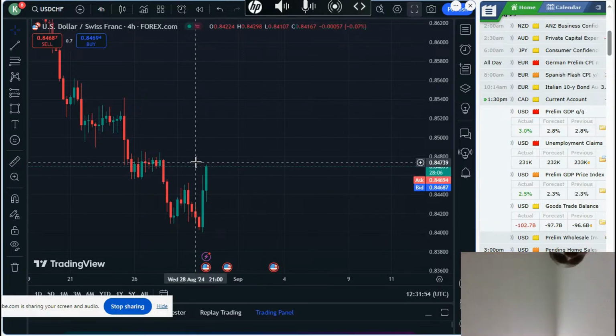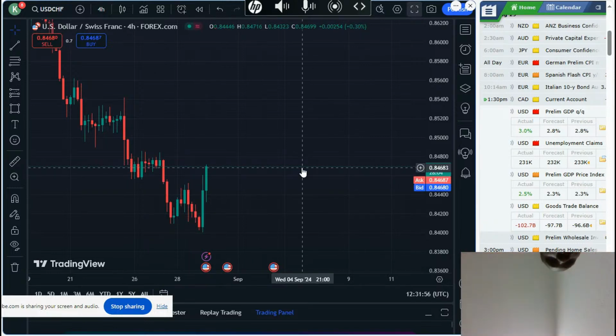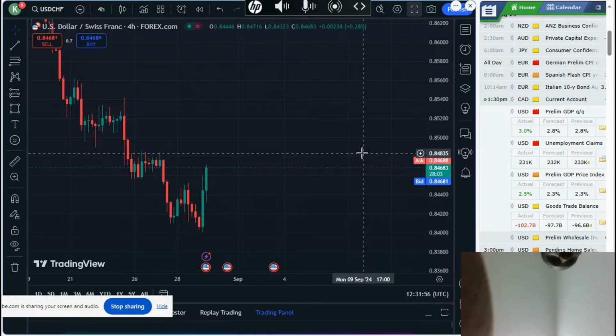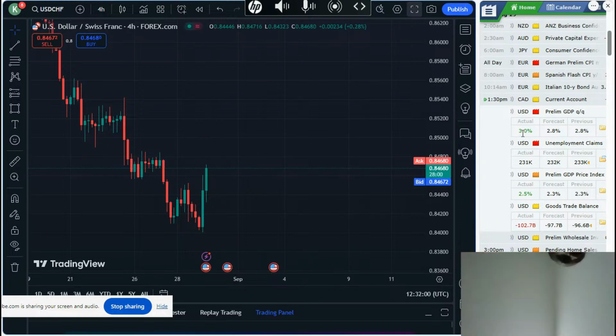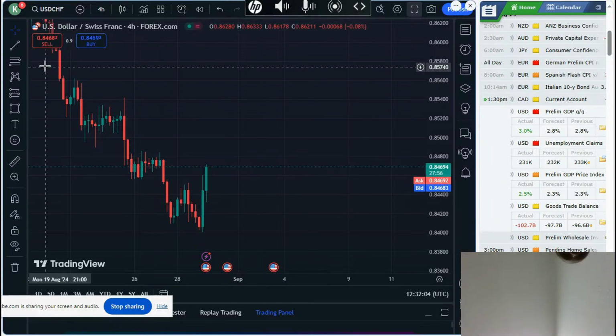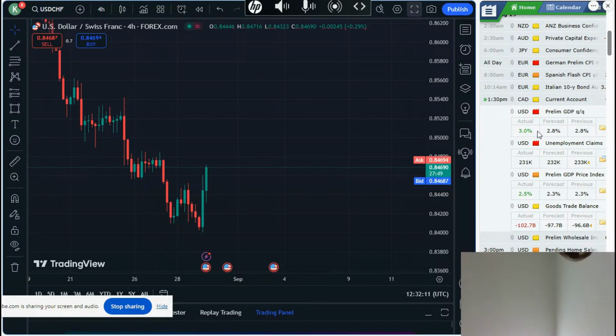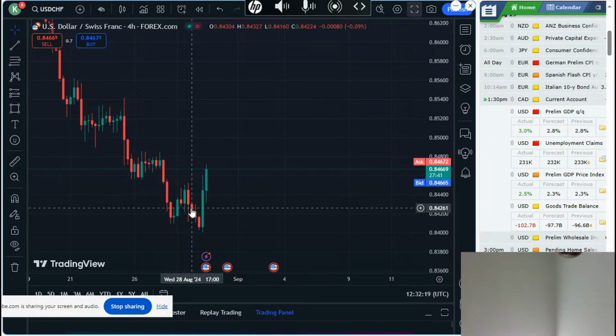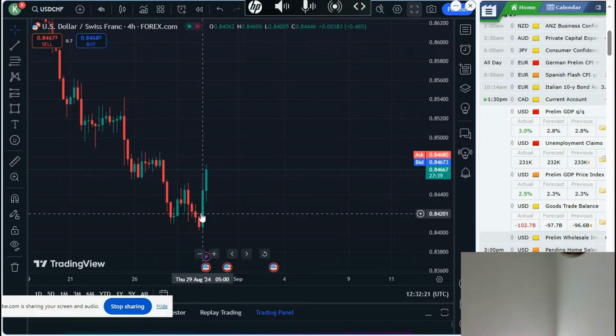Close all sales on the USD Swiss franc. The news came out that the dollar has strengthened, and we're trading the opposite of the news. You can look at the forecast, it was 2.8%, while the actual came out as 3.0%, which shows it actually strengthened the dollar. So our buy limit should be holding on the USD Swiss franc.